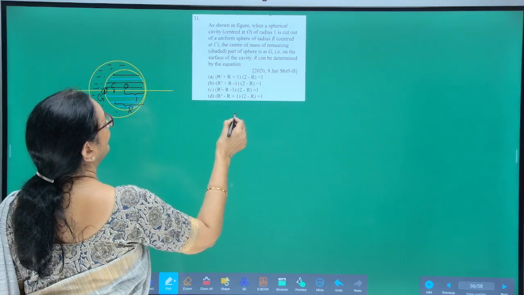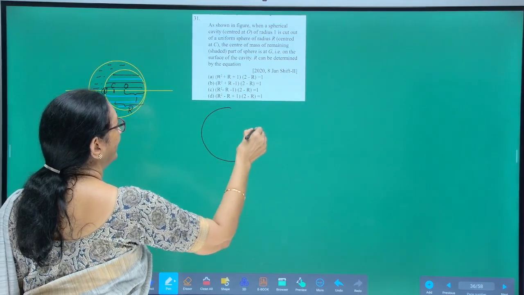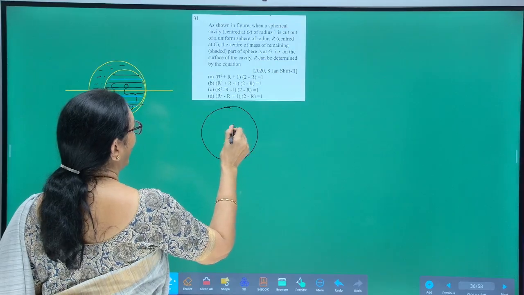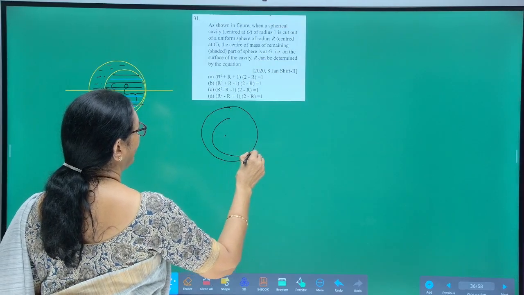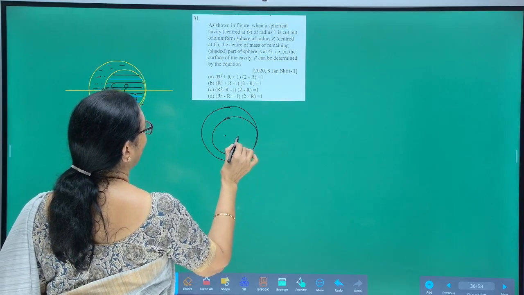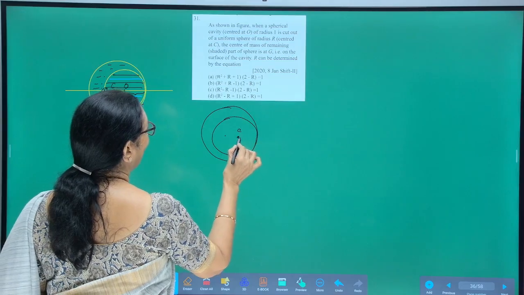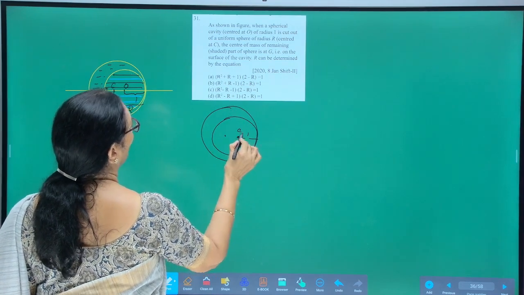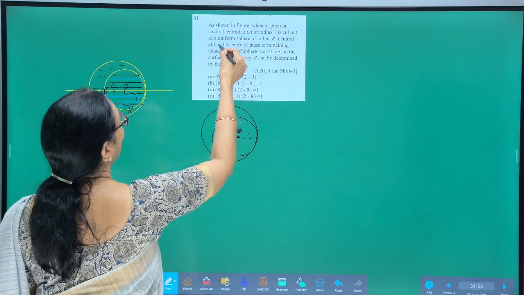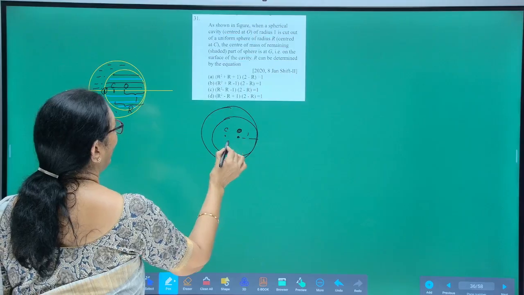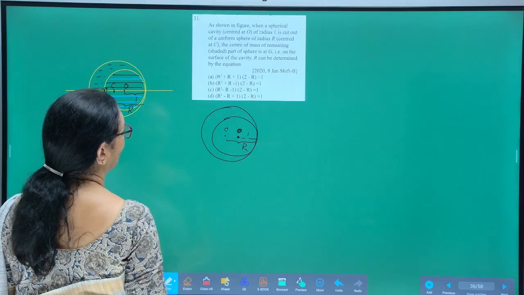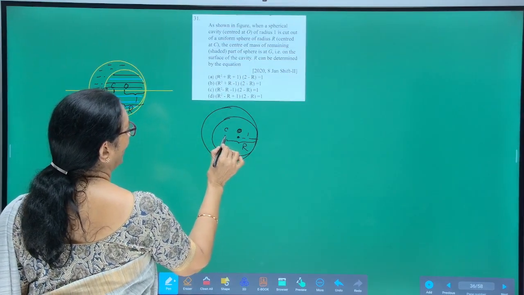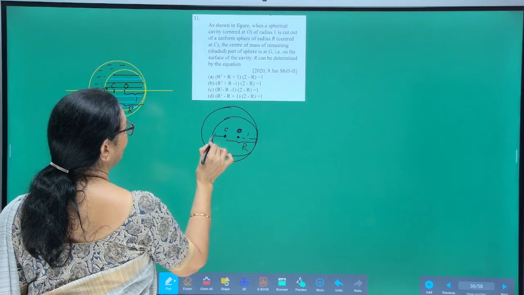As shown in the figure, a spherical cavity of radius 1 is removed from a sphere. This is the spherical cavity centered at C and its radius is 1. It is removed from a sphere whose center is O, and the sphere radius is given as R. When this is removed, the center of mass shifts away from the original center. Actually, it has shifted to this point.